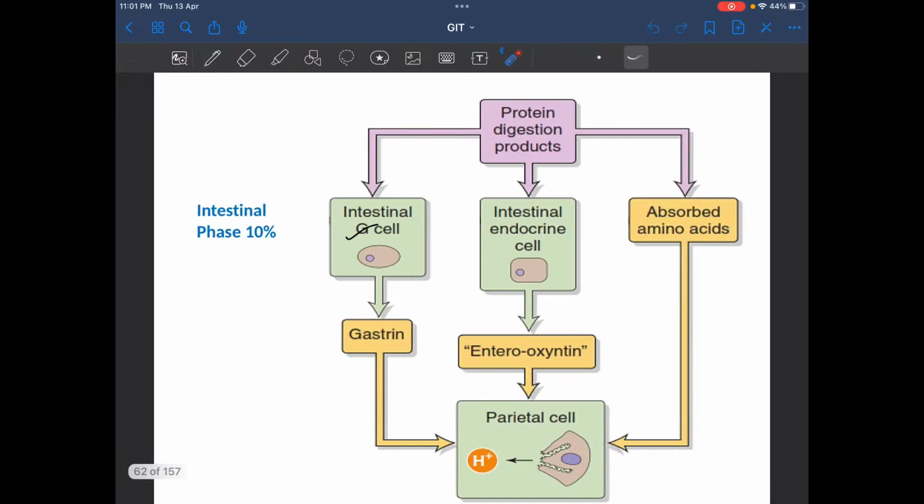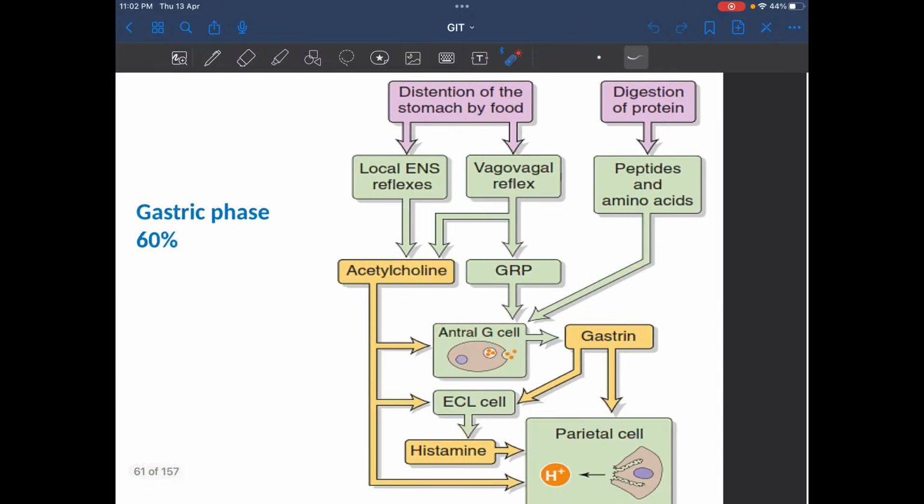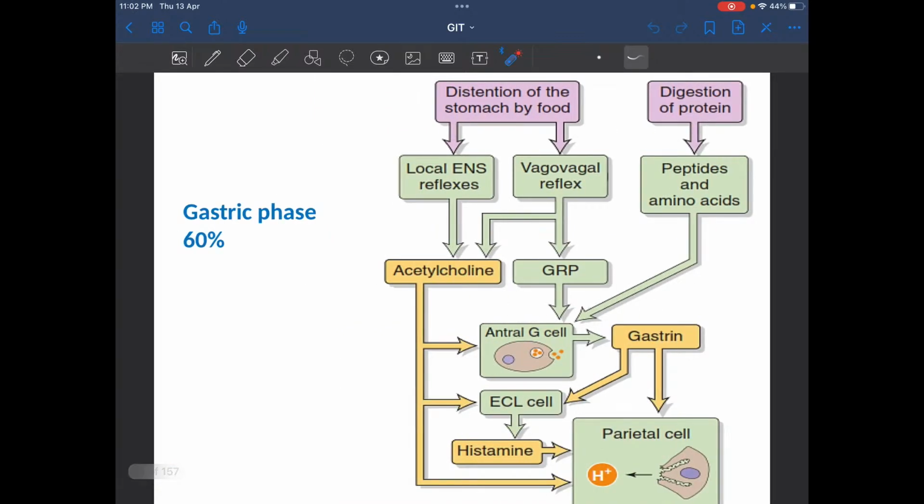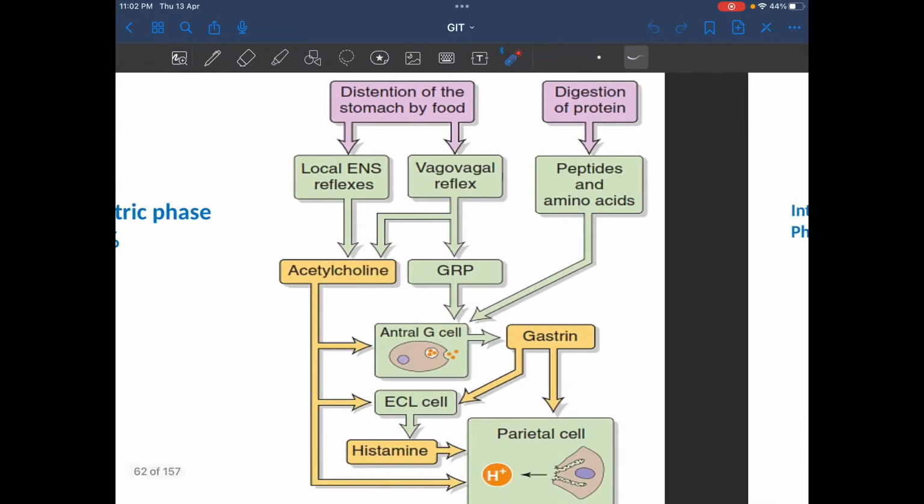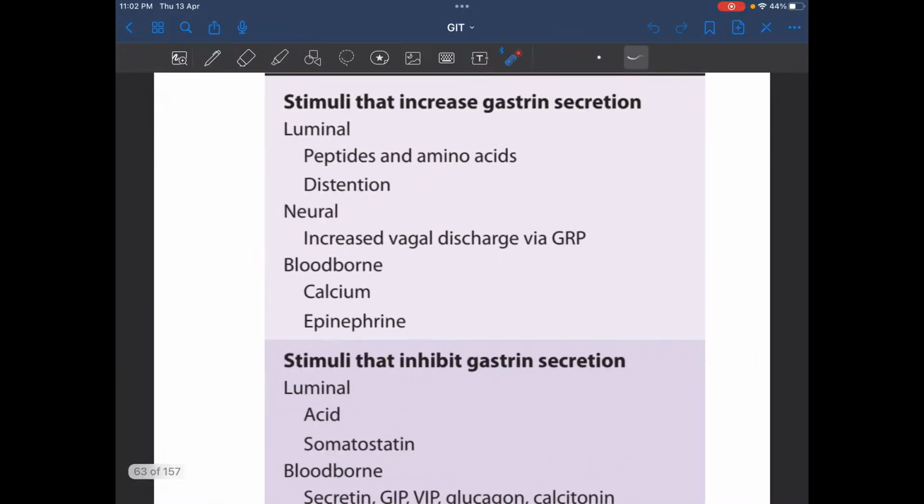And what about the last one? Last one is your intestinal phase. What is there in the intestinal phase? You have some G cells present in the intestine as well, especially the duodenum. Okay? So through that the gastrin can increase. Or your absorbed amino acids can directly stimulate your parietal cells to increase your gastrin. So this contributes about 10%. So the majority of gastric secretion is due to the gastric phase, followed by the cephalic phase, followed by the intestinal phase, which is the least.